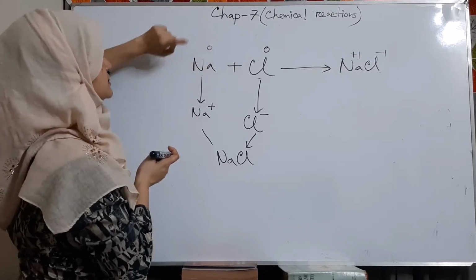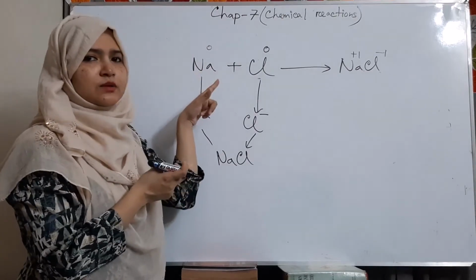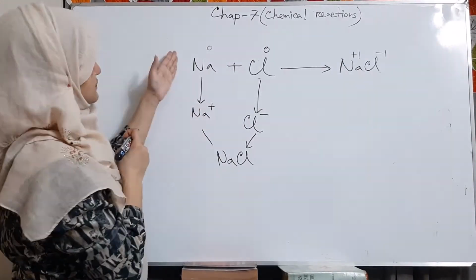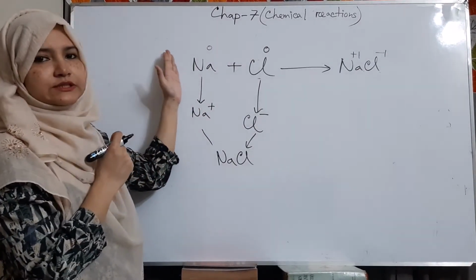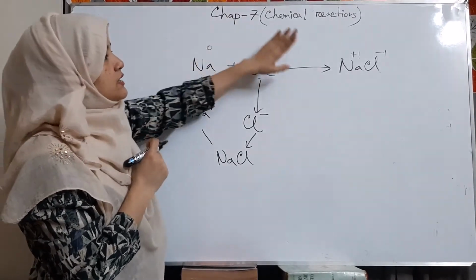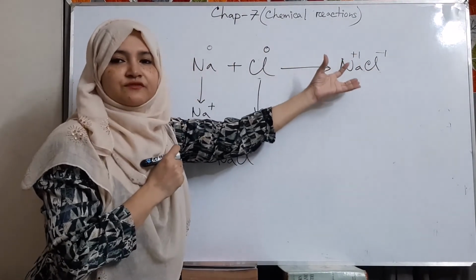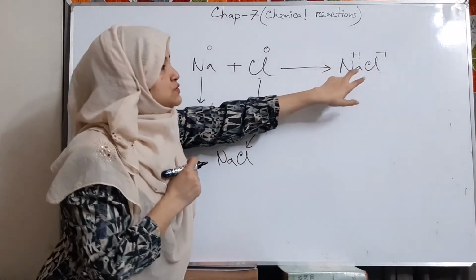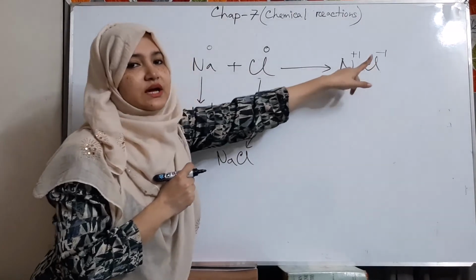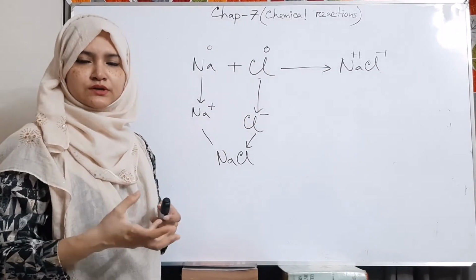This 0 I have written here, with 0 charge, indicates that sodium and chlorine start out electrically neutral. So pure atoms are electrically neutral, and after electron transfer between them, sodium and chloride have taken on charges. This is chlorine and this is chloride ion. And I will discuss more about oxidation number in our next video.